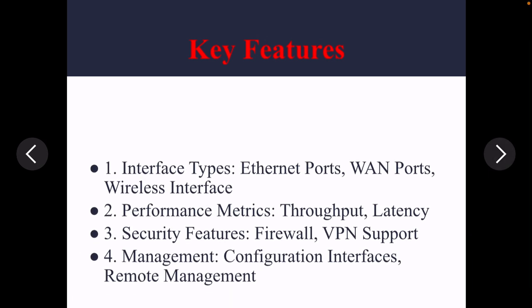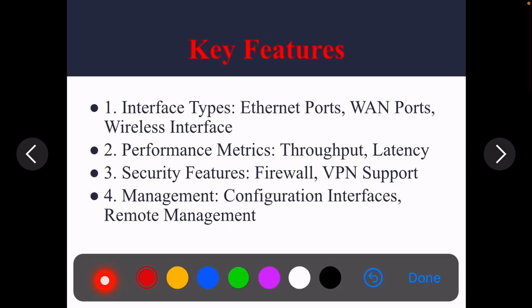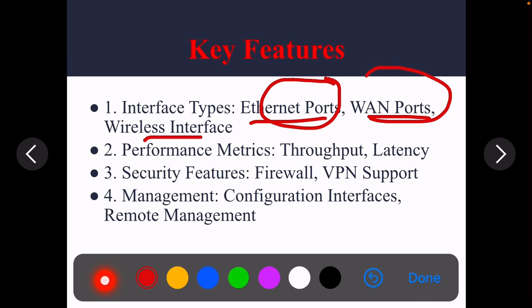Then what are the key features of routers? First one is interface type. In interface type there are Ethernet ports, WAN ports, and wireless interface. Ethernet ports are used for wired connections to computers, switches, and other devices. WAN ports are used for connecting to external networks such as the internet. And wireless interface means for Wi-Fi connectivity it uses a wireless interface.